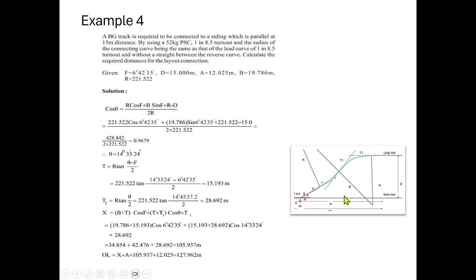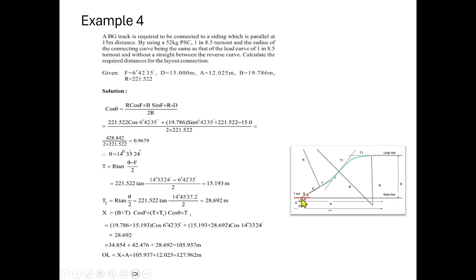So here, straight is not given, so we can keep it 0. We did not put B plus S, simply we can put B, that's all. In between also, for the reverse curve, there is no straight, 0 only. So the same radius curve we are adopting. The distance they have given is 15 meter, that's all.